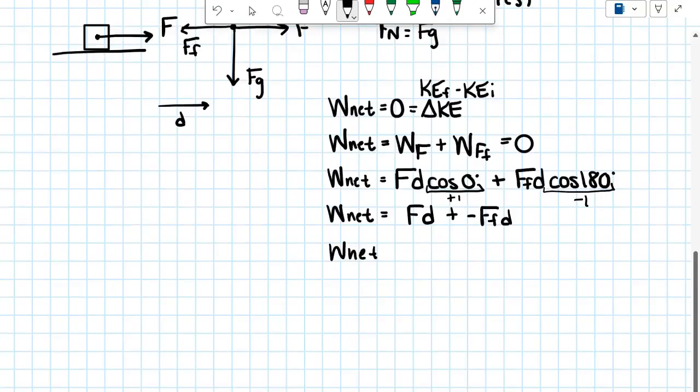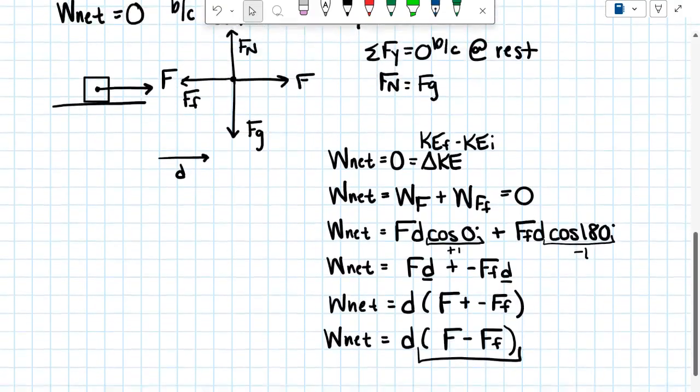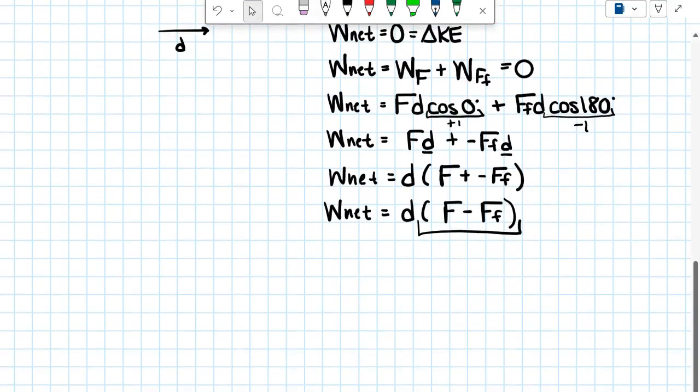Now I see in both of those terms a displacement, so I can factor that out. So F plus -F. Okay, so my net work looks like force minus force of friction. Now, perhaps this looks familiar to us, right? That looks like what my net force in the x direction might be, because I have the applied force minus the force of friction. Those are my only two x direction forces, and they're in opposite directions.